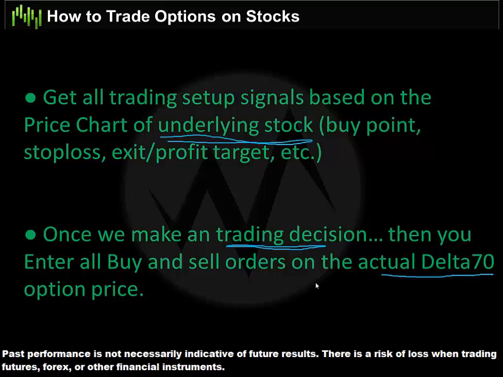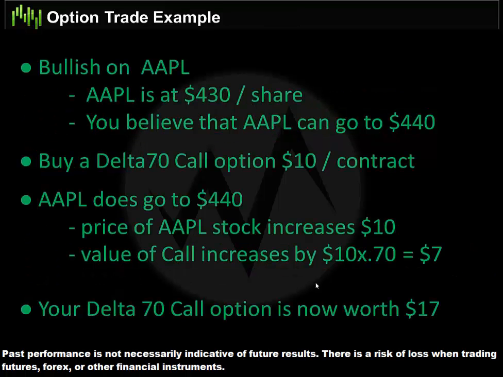Now, the best way to show you how this works is to walk you through an actual example. Okay, let's just say tomorrow morning we're bullish on Apple. Apple is currently trading at $430 a share for this example, and based on the setup, we believe that Apple can go to $440 a share, maybe in the next couple of days. So what we'll go ahead and do is buy a Delta 70 call option because we believe the price is going to go up, and that currently is priced at $10 a contract.